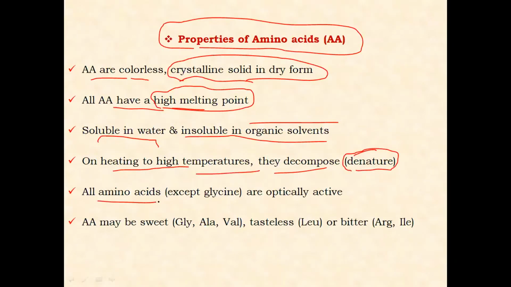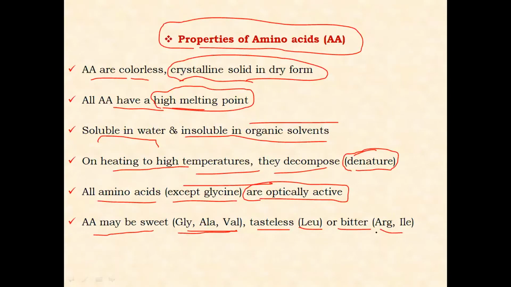All amino acids except glycine are optically active. Only glycine, you have to remember this, is optically inactive. Other than glycine, all amino acids are optically active. Amino acids may be sweet, for example, glycine, alanine, and valine. Tasteless, for example, leucine. Bitter, for example, arginine and isoleucine.